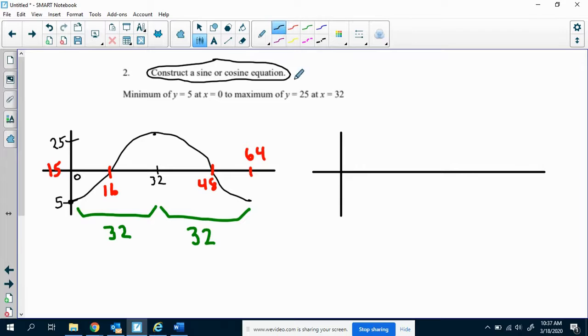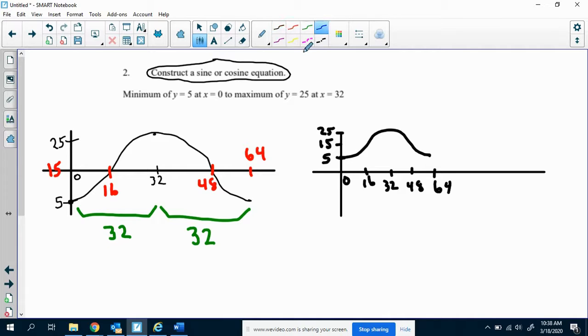Real quick before we move on to writing the equation, if Mr. Ahrens is graphing this, he would probably put a 5 here, 15 here, 25 here, x is 0, 16, 32, 48, and 64.